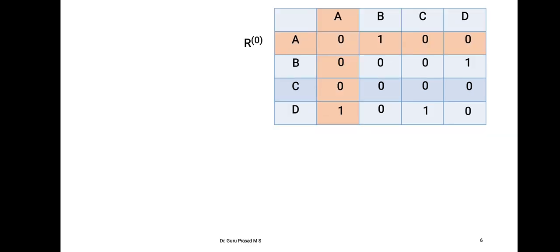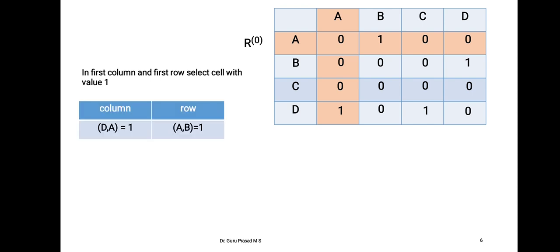Okay, now apply Warshall's algorithm to the matrix. First, you have to select the first row and the first column, and in the first row and first column, select the cells with the value 1. In the column, D to A value is 1, and in the row, A to B value is 1.